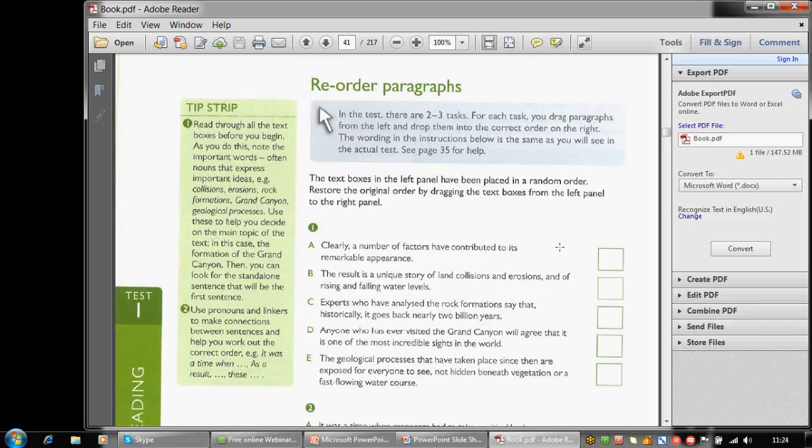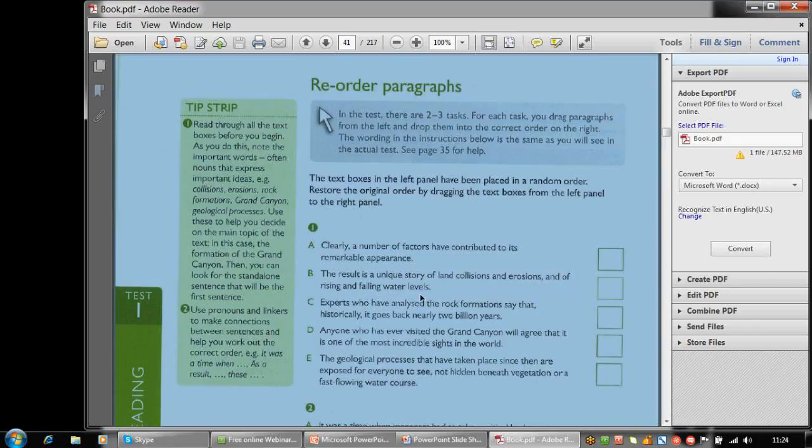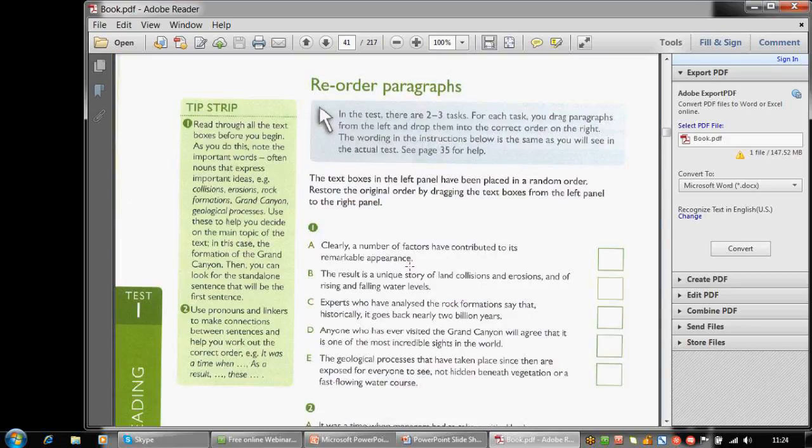So what I'll do is, if you see here clearly, "the result," "experts," "anyone": these are giving you an indication, guiding you to understand what can be the last one. It can be either "clearly" or "the result." "The result is a unique story of land collision and erosion and of rising and falling water levels." This cannot be it because it's talking about water levels. "Clearly, a number of factors have contributed to its remarkable appearance." Even this cannot be the concluding one.